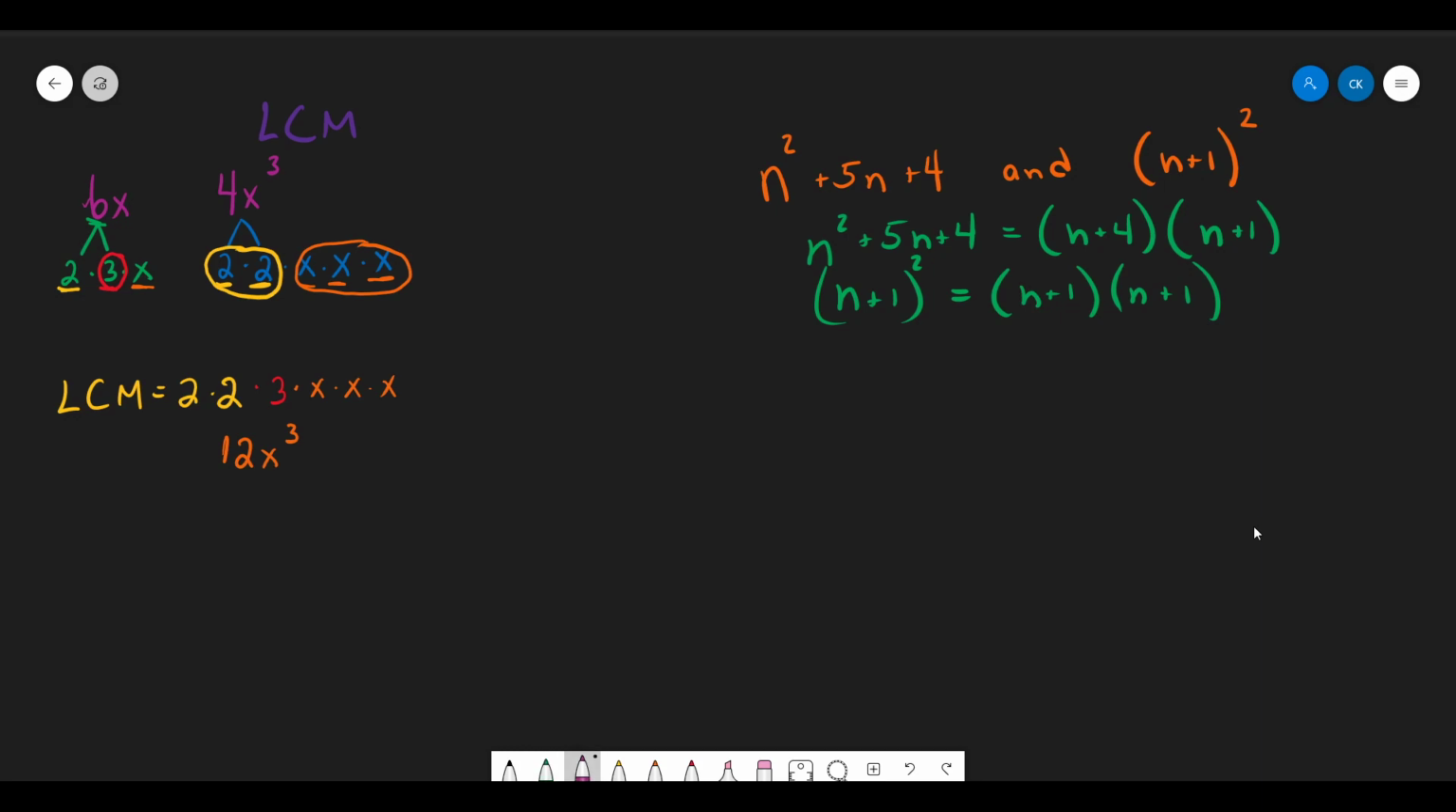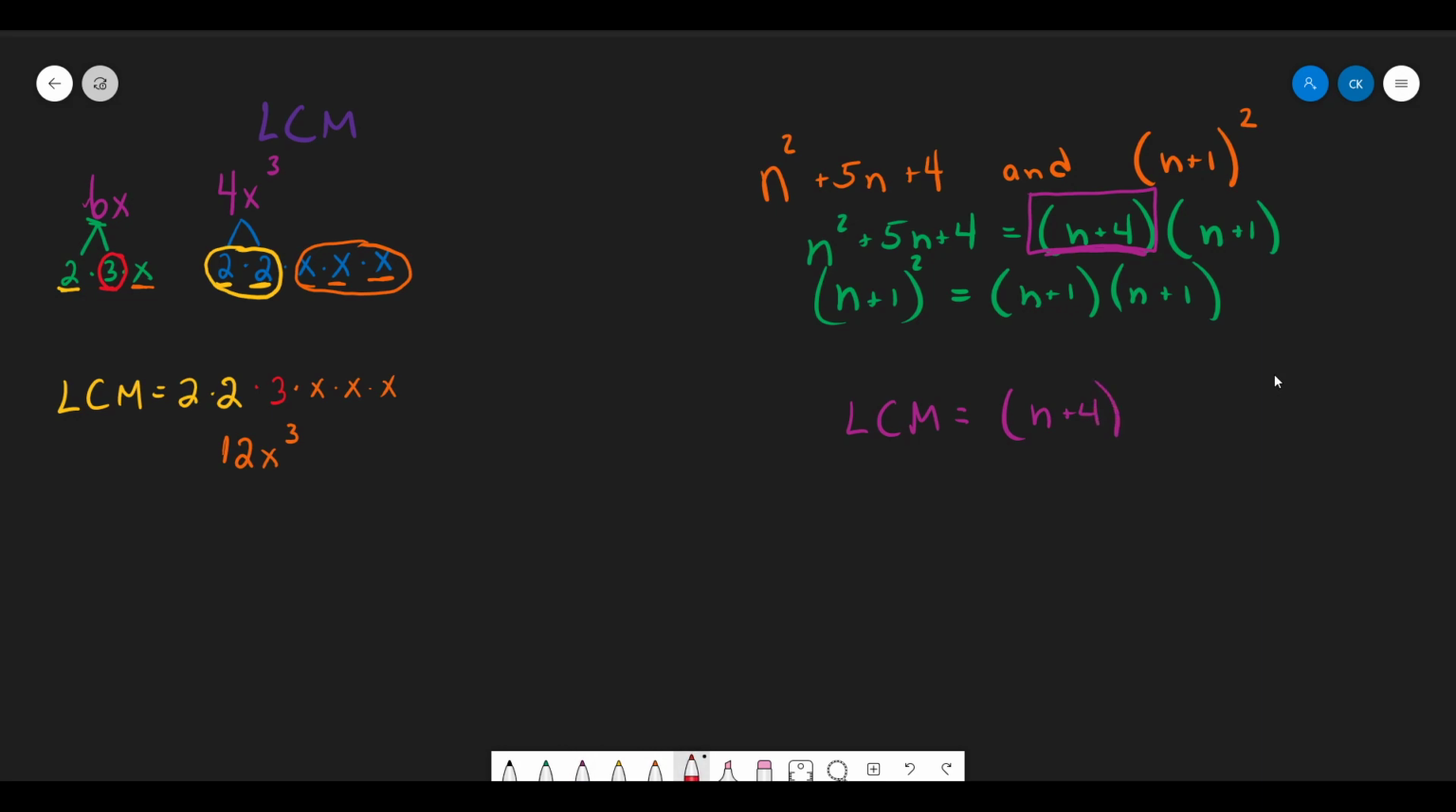Okay, so now I'm going to do the same thing as I had done previously with the monomials. Just now, instead of looking at single digits and variables, I'm going to look at factors. So I'm going to start with the n plus 4 in the first factor. And I'm going to say, okay, I only see one n plus 4 here. I see no n plus 4s here. So which one has the most n plus 4s? Well, that's obviously the top one. I'm going to take 1 n plus 4, and that's going to go into my LCM.